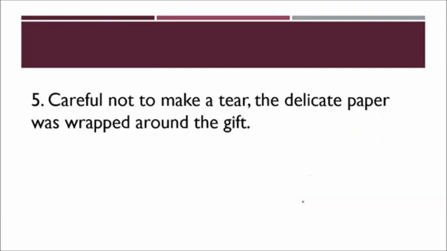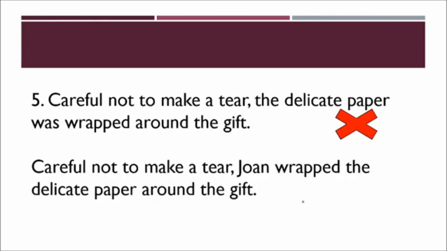So number five, careful not to make a tear, the delicate paper was wrapped around the gift. Perfect, this is incorrect. This is a dangling modifier, okay? How do you correct it? Add the doer in the sentence. So this is how you do it. Careful not to make a tear, Joan wrapped the delicate paper around the gift. So Joan is the doer of the action. Joan is the one wrapping the delicate paper around the gift. Okay, the doer of the action is now present in the sentence.